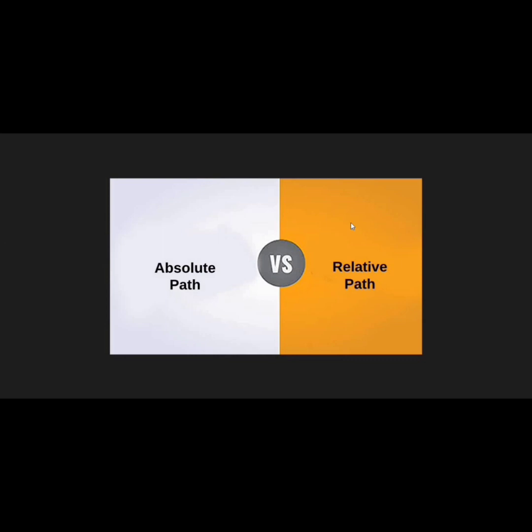The relative file path starts from the location of the file that you are linking from to the file that you want to link to. You're going to understand this more when I show you guys on our code editor. So what about the absolute file path?